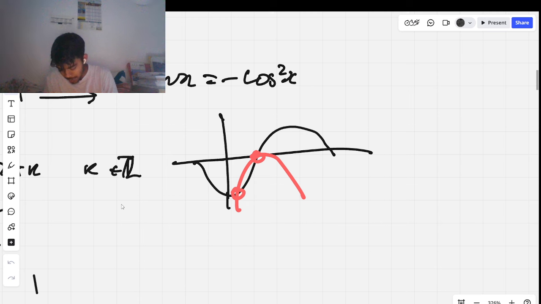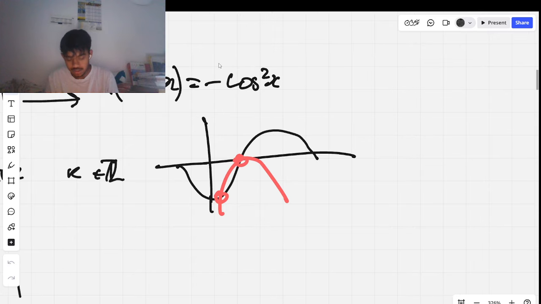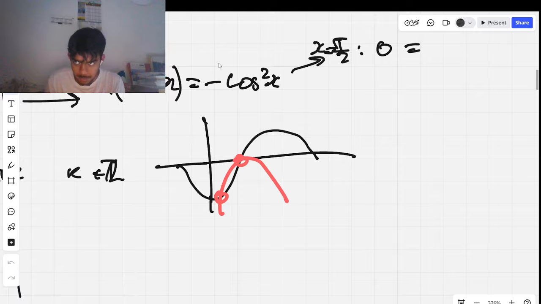So that means pi by 2 seems to be a solution to this equation. So let me quickly plug in pi by 2. Ln sine pi by 2, sine pi by 2 is 1, ln 1 is 0, and minus cos squared pi by 2 is also 0. So this holds. So this is true.